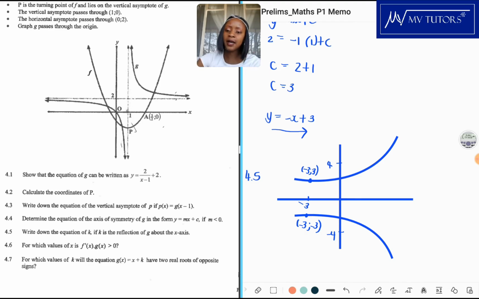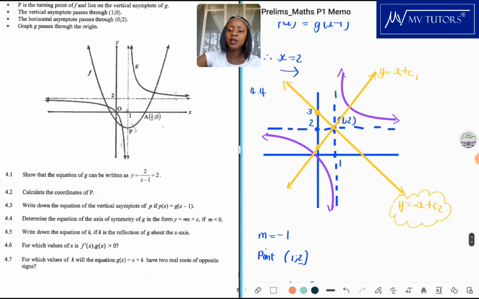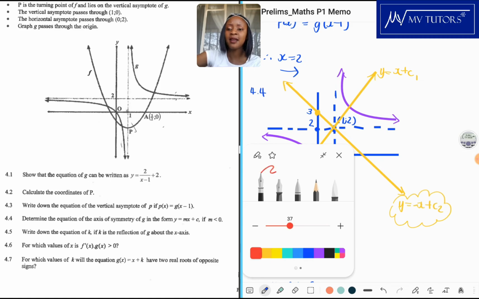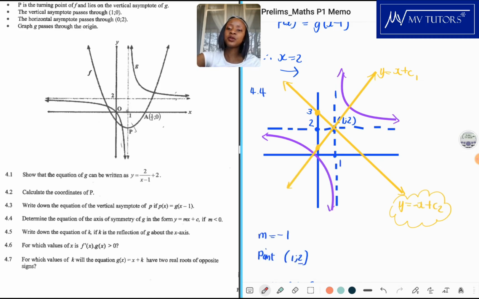So if they ask you now to write down the equation of k, if k is a reflection of g about the x-axis, firstly the sketch would look something like this. I mean, this is not necessary, this is me just explaining above and beyond. If I were to reflect this about the x-axis, first of all, I would need a new asymptote, which is -2. The 1 stays the same. So I would then have a graph looking like this. What I'm drawing now is k.